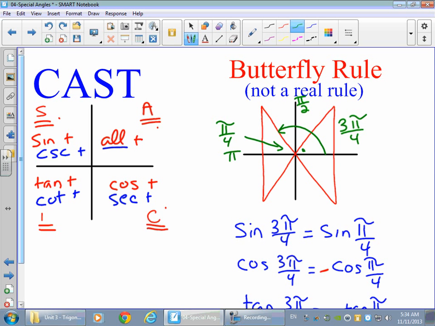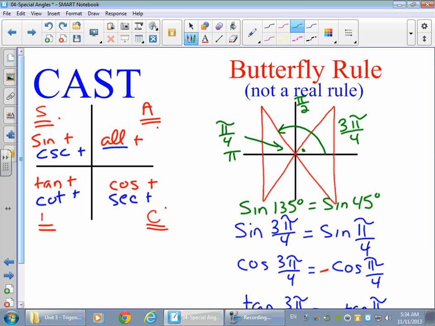Sine of 3/4 pi is going to be exactly the same as sine of pi over 4. And if you needed to, you could test that by punching it into a calculator, either with radians or with degrees, the equivalent being sine of 135 degrees should be exactly equal to sine of 45 degrees.